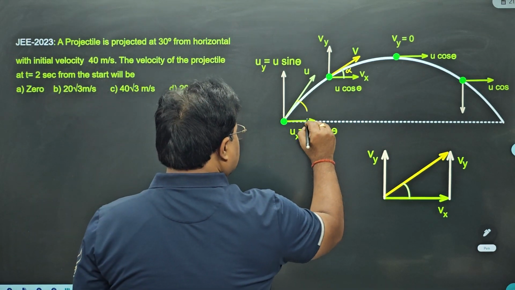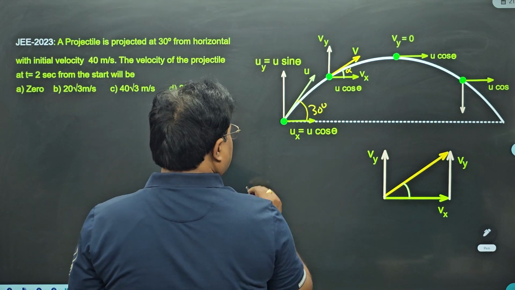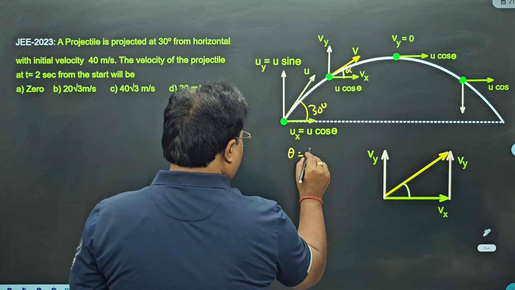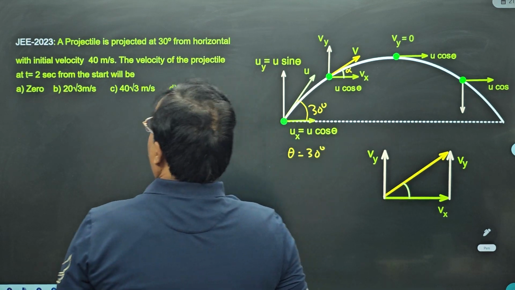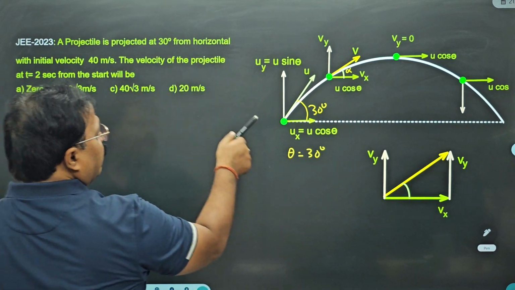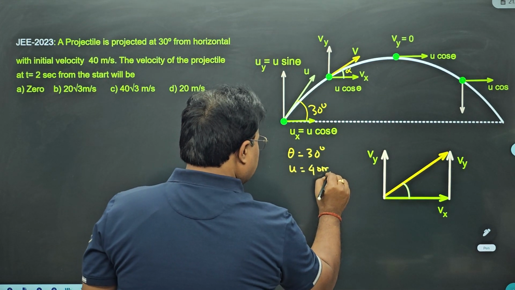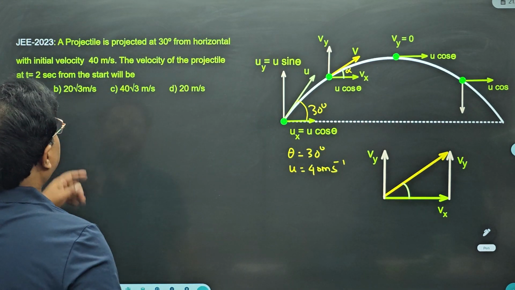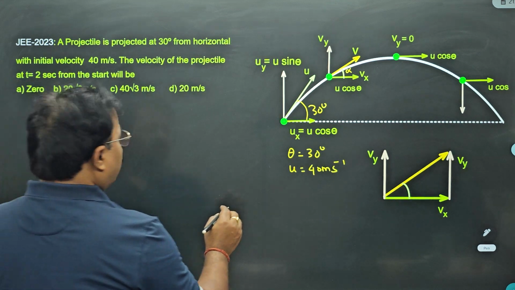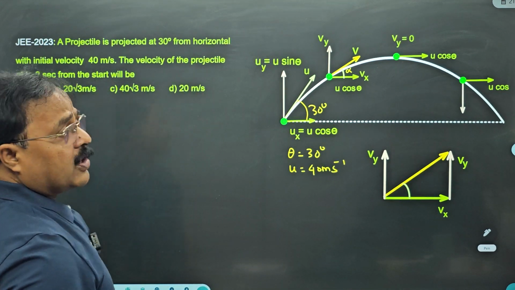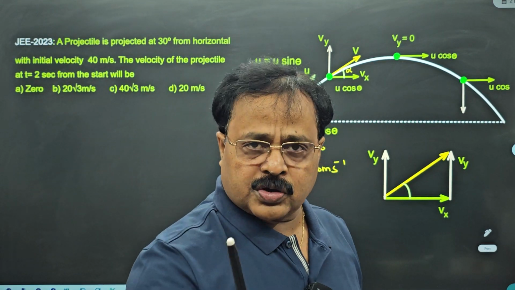It means this angle is 30 degree. Angle of projection is equal to 30 degree from horizontal with initial velocity 40 meter per second. Means u is equal to 40 meter per second. The velocity of the projectile at t equal to 2 seconds. This is the question. The velocity of the projectile at t equal to 2 seconds.